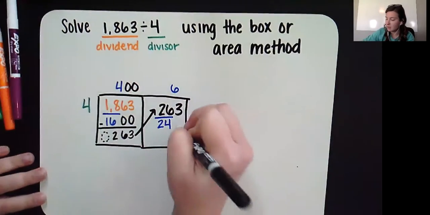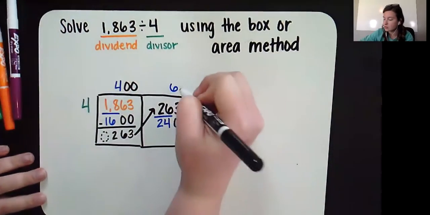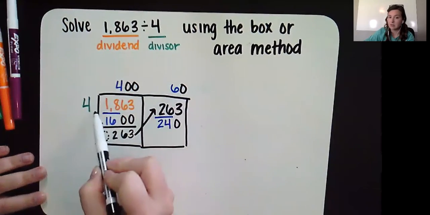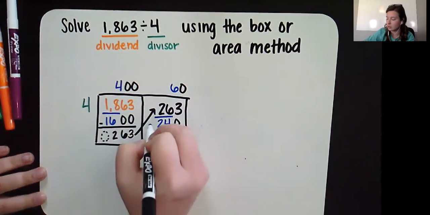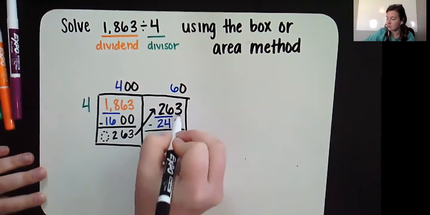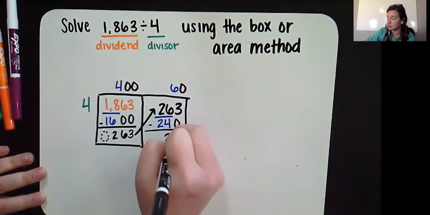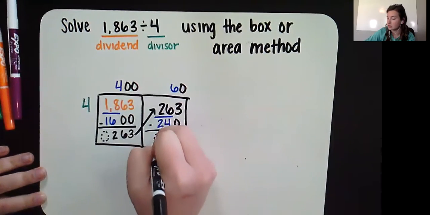To finish this guy up, I need to put a 0 down here, so I'll also put that 0 up top. That shows that 60 times 4 gave me 240. We'll subtract. 3 minus 0 is 3. 6 minus 4 is 2. 2 minus 2 is 0.